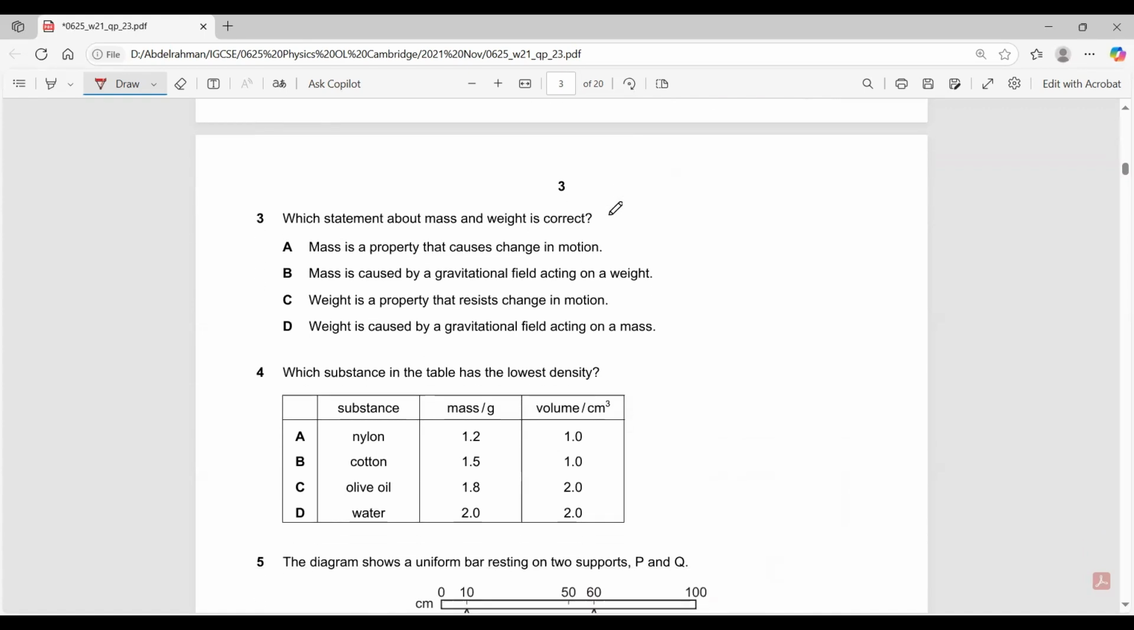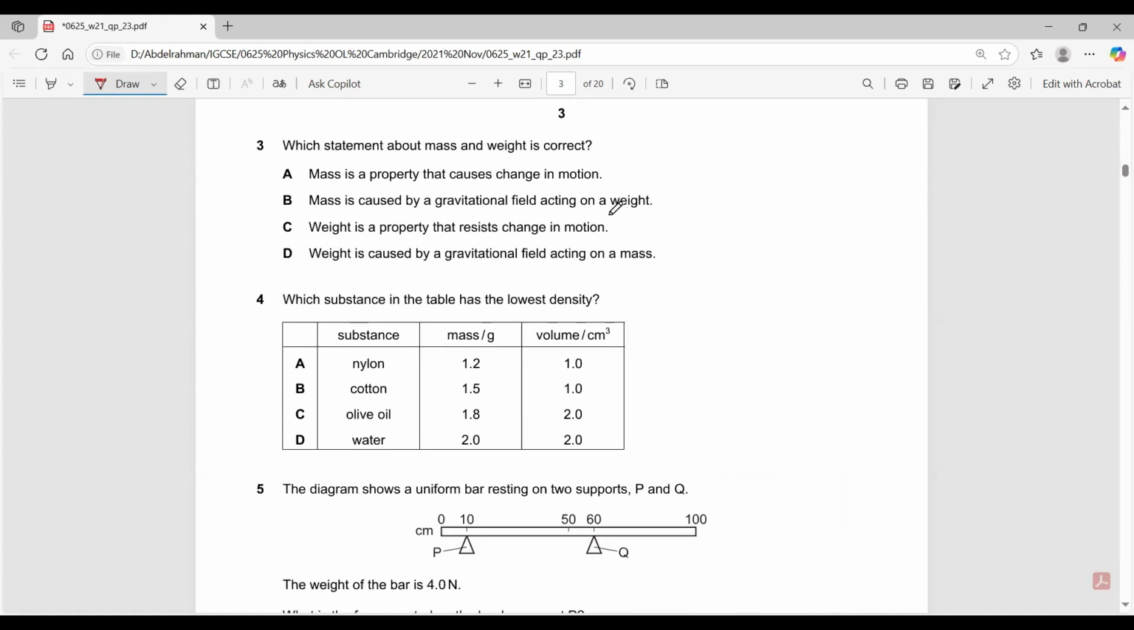Which statement about mass and weight is correct? Mass is a property that can cause the change in motion. Mass is caused by gravitational field? No. Weight is a property that resists change in motion. Weight is caused by the gravitational field. Yes, it is caused by the gravitational field.